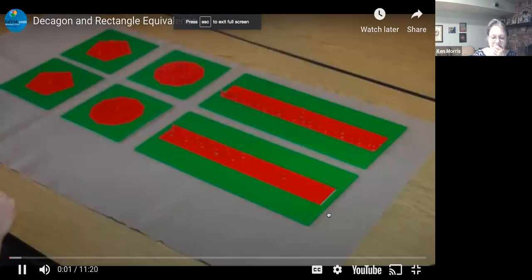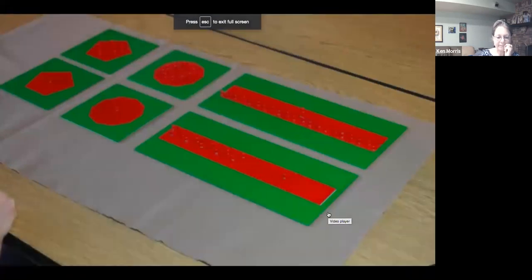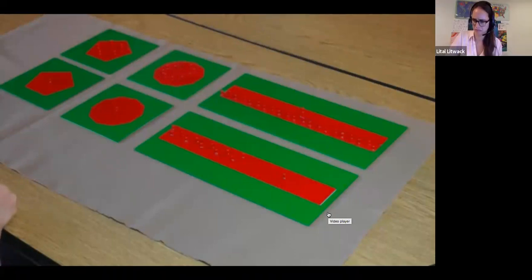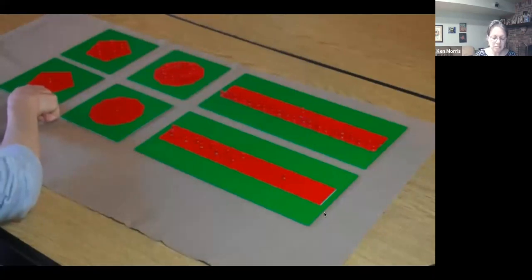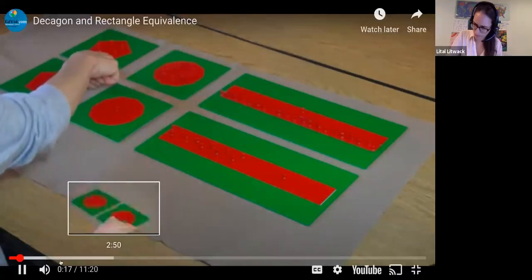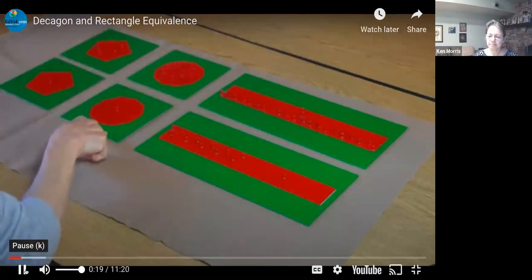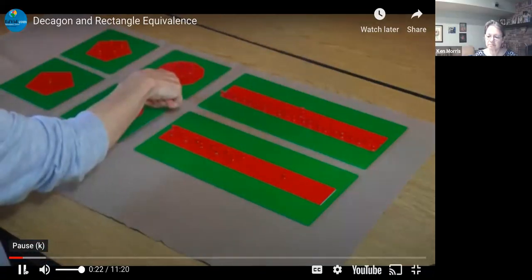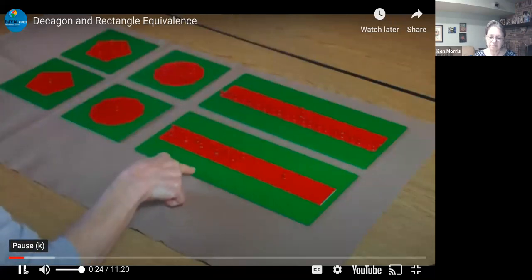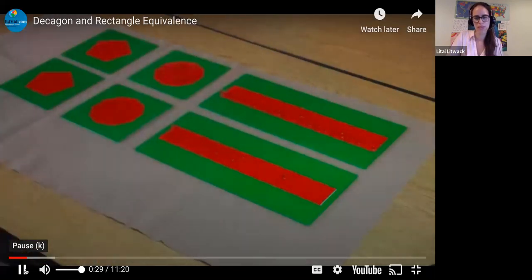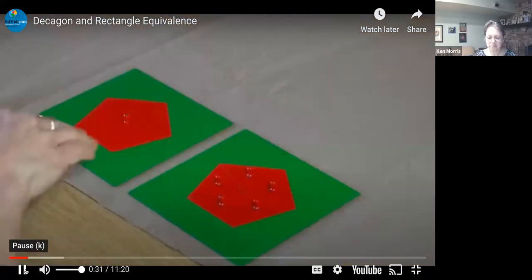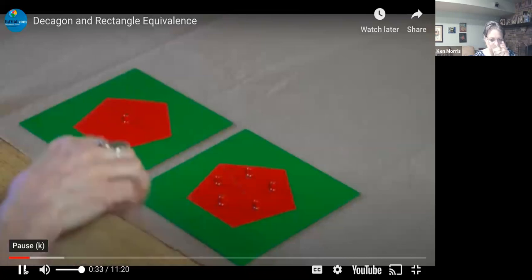This series of lessons will be to show the equivalence of a regular polygon to a rectangle. And for this series, we'll use insets number 11, number 12, number 13, number 14, number 15, and number 16. We'll start this presentation by looking at these two insets.